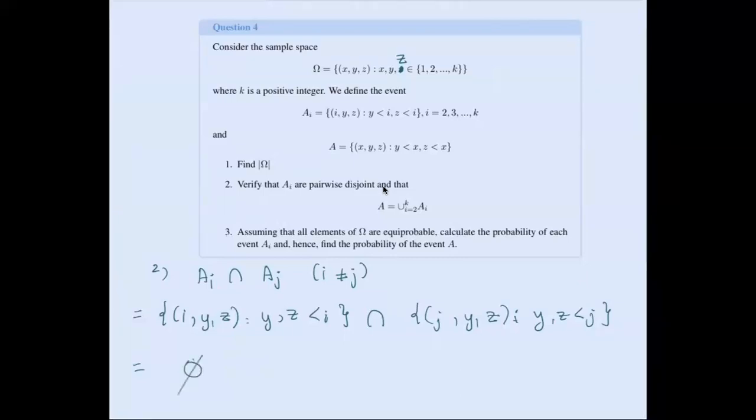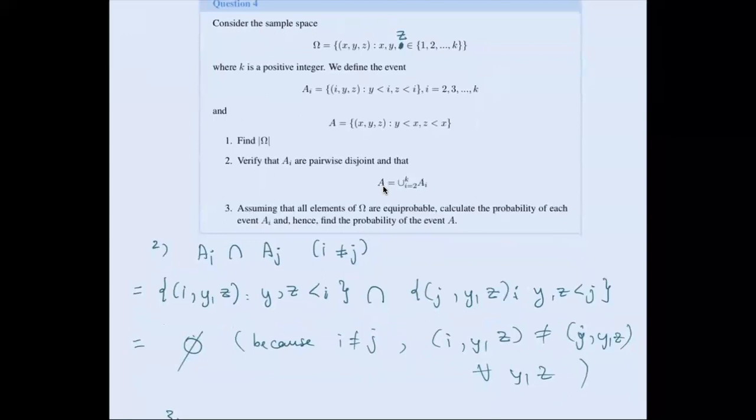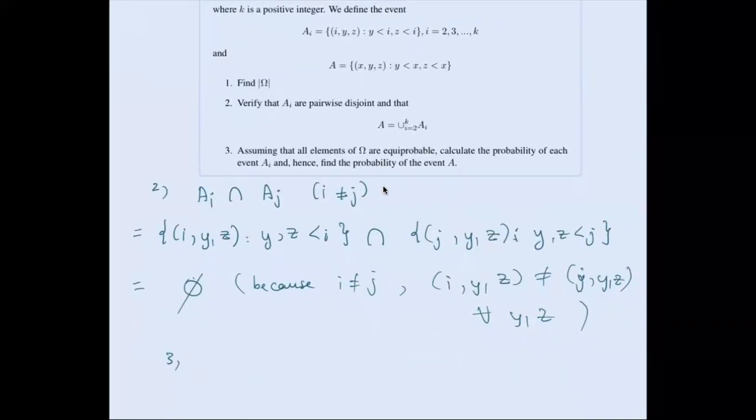Exactly. So this should result in an empty set because i is different from j, which means that every tuple (i, y, z) is different from the tuple (j, y, z) for every y and z. So that is how we show that the 2 sets are disjoint. And since we talk about i and j generally, we show it generally. Let's see. Next one, we want to show that their union gives us the set A.